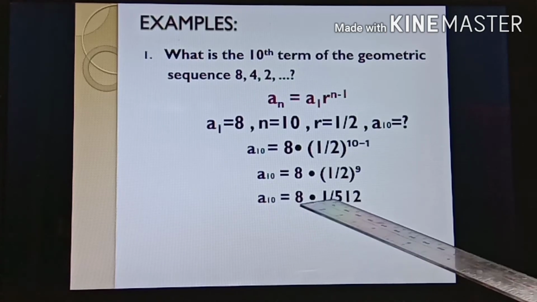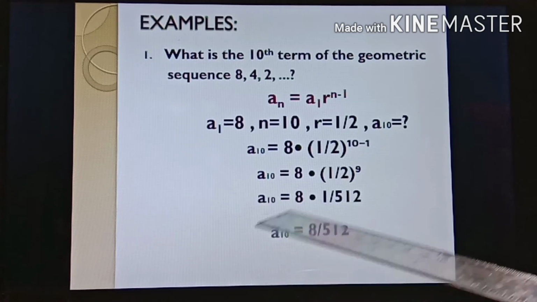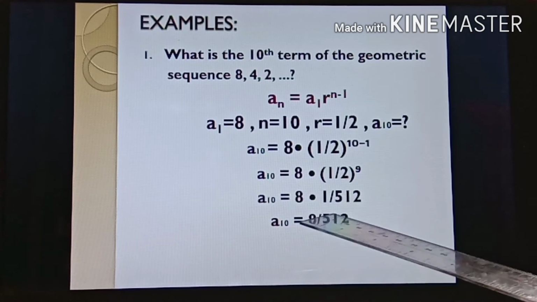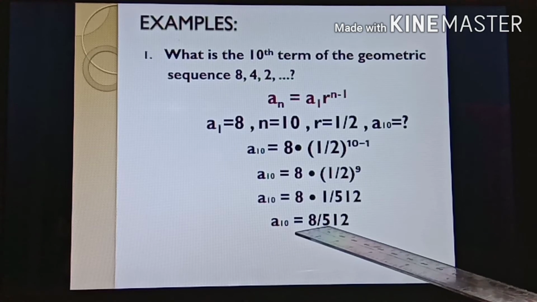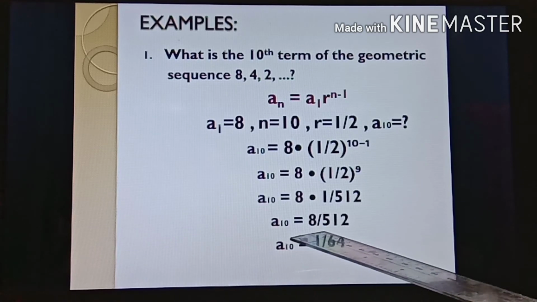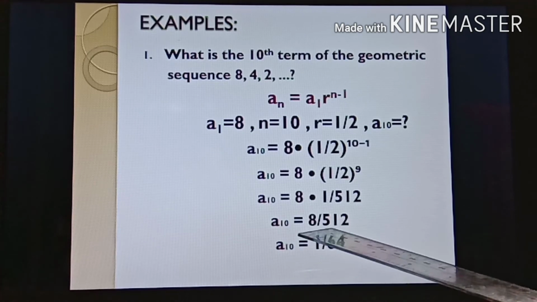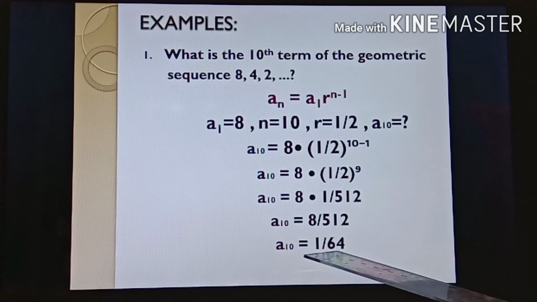Then next we will multiply. So we will multiply 8 to the numerator. 8 times 1 is 8. Then copy lang the denominator 512. Next is find the common factor. The common factor is 8. So 8 divided by 8 is 1, and 512 divided by 8 is 64. So the answer is 1 over 64. The 10th term is 1 over 64.